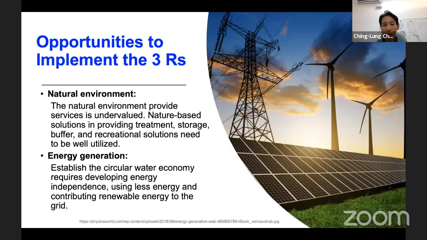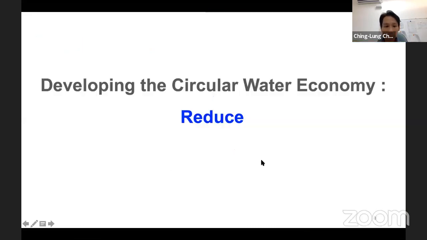Okay, so right now we try to make our environment cleaner and cleaner, and try to reduce pollutants in our environment. Okay, so right now here comes the reduce, the first part.